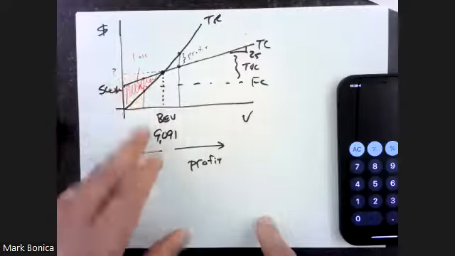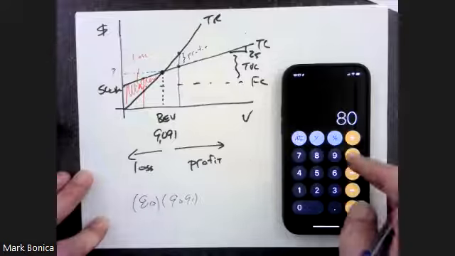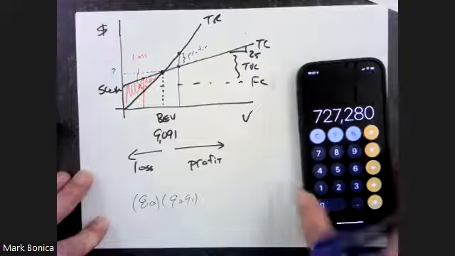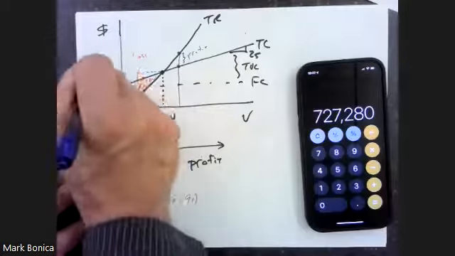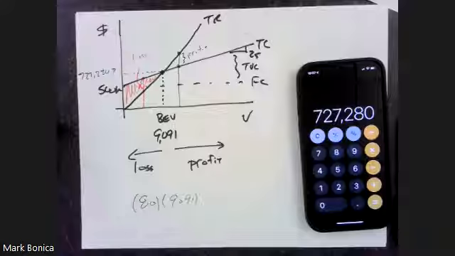Well, 80 times 9,091 is 727,280. So at 9,091, we would be bringing in $727,280, and we would be spending $727,280. So we would be breaking even. Okay.